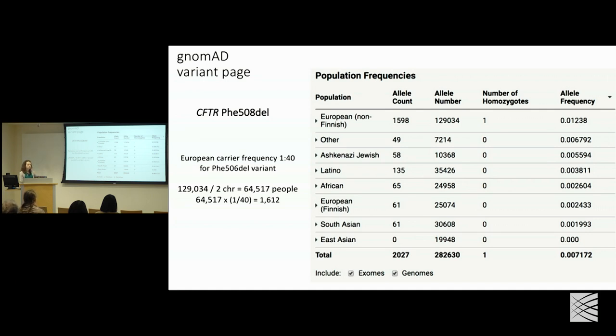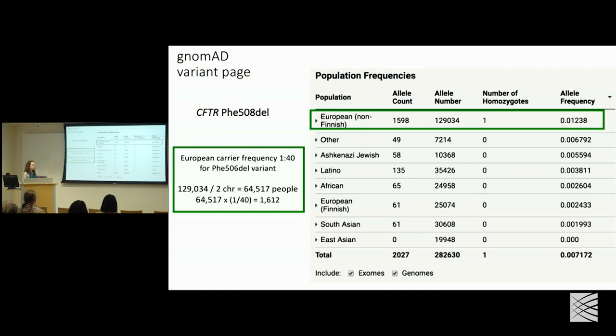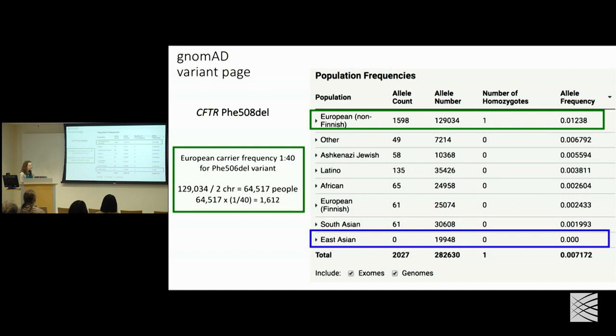So I wanted to ask, how well does gnomAD work as a representation of the general population? For Europeans, I took the number of chromosomes we see from here, I divide by 2 chromosomes per person, I get the number of Europeans that are genotyped at this site, I multiply that by 1 in 40, and I get 1,612 carriers that I expect, and I see 1,598, so it's working very well. You can look at interesting things like in East Asians, we actually don't ever see this common carrier variant in Europeans. We never see this in the about 9,000 East Asians that we've genotyped at this site.